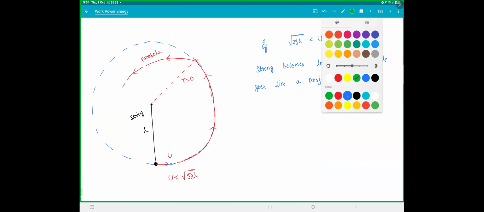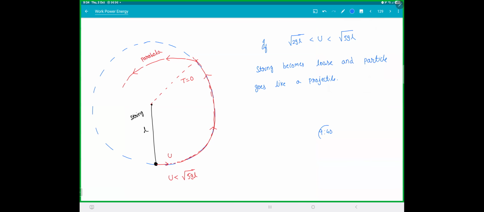Take a break. Come back by 9:40. We'll continue from here. Any doubts so far? Chalo, come back by 9:40 then.